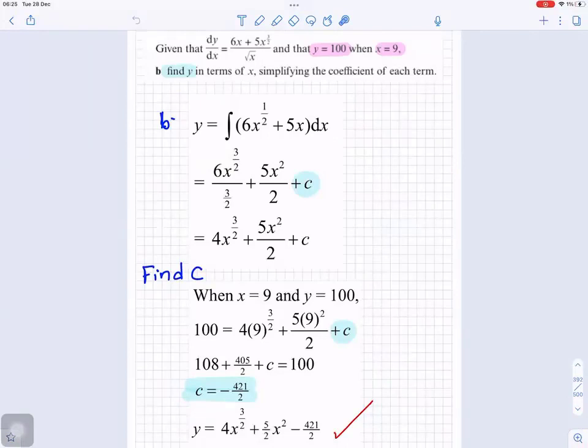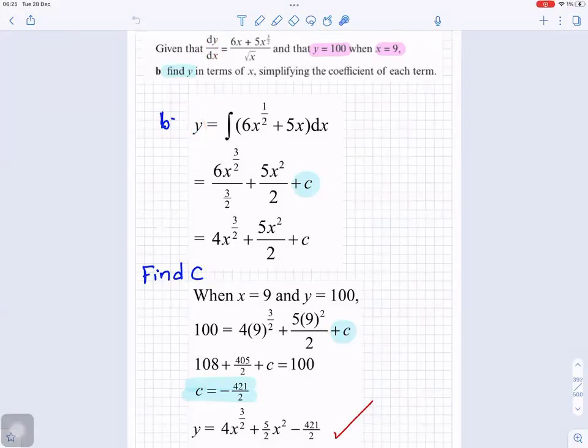For part B, we are given that dy over dx is equal to that expression, and that y is 100 when x is equal to 9. Find y in terms of x, simplifying the coefficients of each term. What they want you to do for this question is to find y. But we are given dy over dx, so we have to integrate. When you integrate, it gets rid of the dy, and it gives you y.